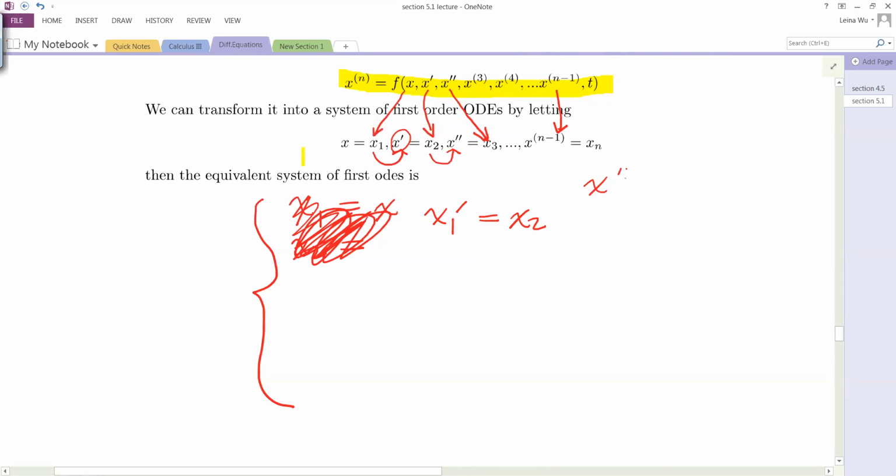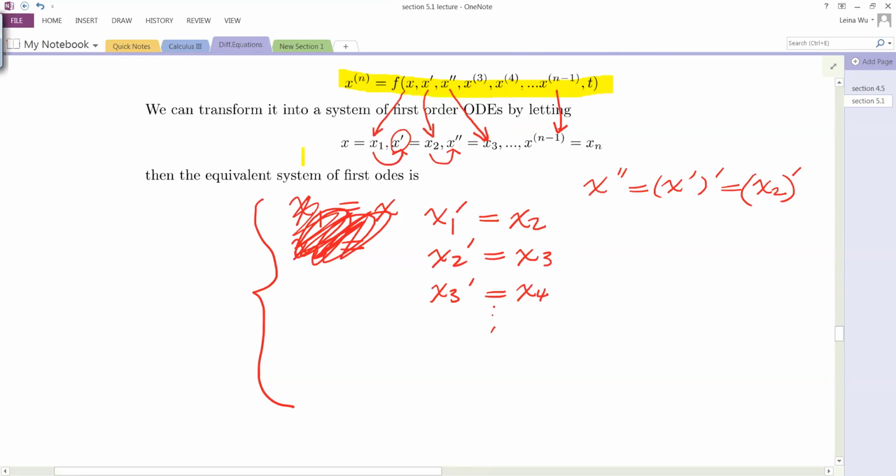Guys, for x double prime, is that just x prime, prime? Yeah. Okay, what is x prime? X prime is x2, right? So this is just x2 prime. So the second equation will be x2 prime equals x3. Similarly, you can say x3 prime would be x4, right?